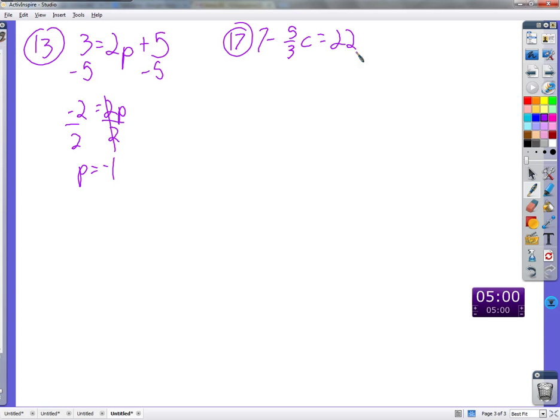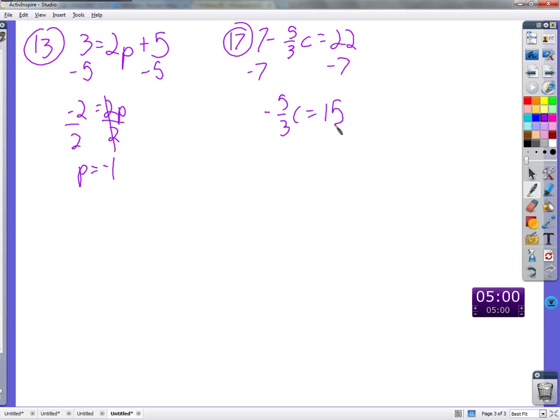Well, what is something that we could do? Subtract 7. Okay. I've seen add 7 before because you see this negative and you see the 7 and you just kind of get it mixed up. So make sure we have a positive 7 plus a negative 5/3c. So we do have a positive 7 minus 7 is 0. So that cancels out on that side. We're left with negative 5/3c equals 15.